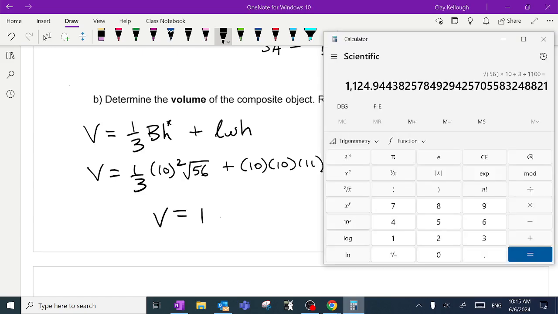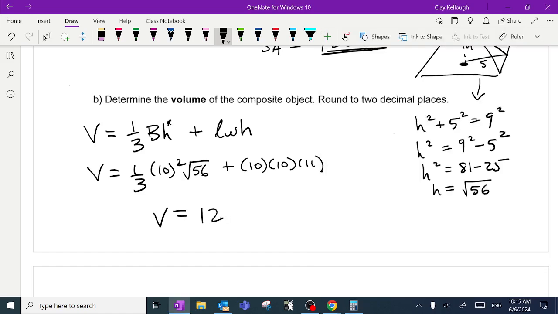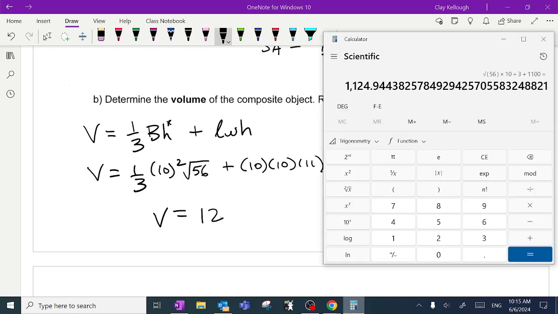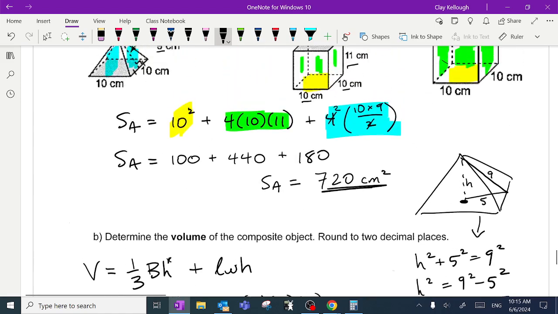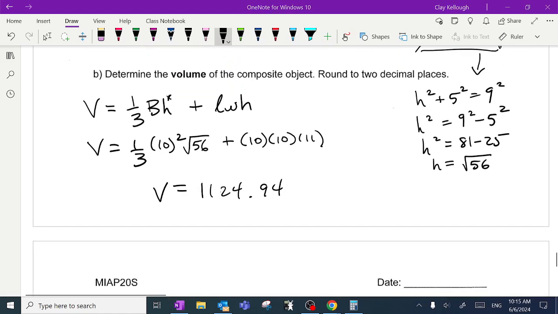1,124 point, where does it round to? 2 decimal places, so 44. So 12494.1, 2, 1. Whoop, I missed a 1. 124.94. And what unit are we in? I've forgotten what we were measuring in. We were in centimeters. So this is centimeters cubed.